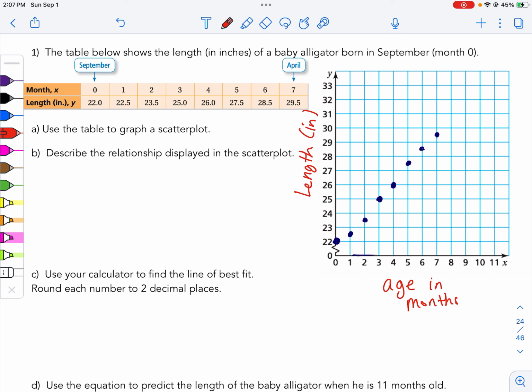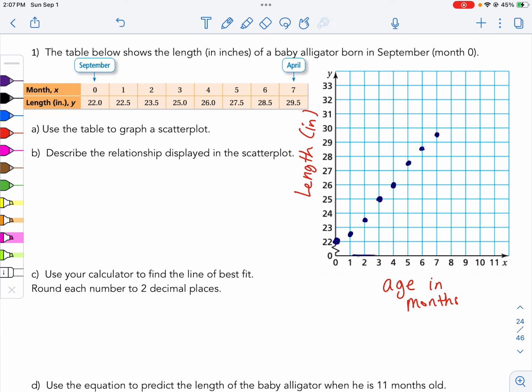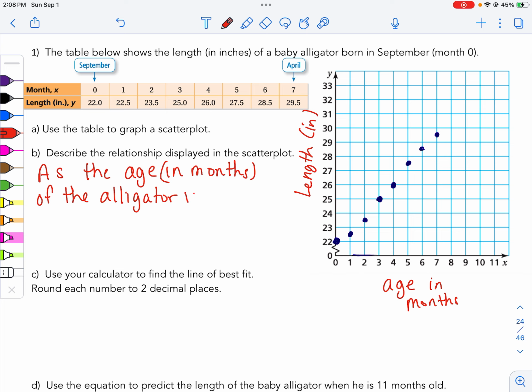All right, so we need to describe the data, and we've done this before. We always start with as the x values increase, right? So as we go further along the x-axis, we don't want to say x values, we want to say as the age in months of the alligator increases. Now, you could just say as the age of the alligator increases. We know that the table is in months.